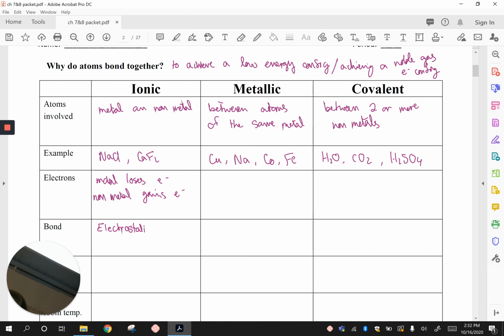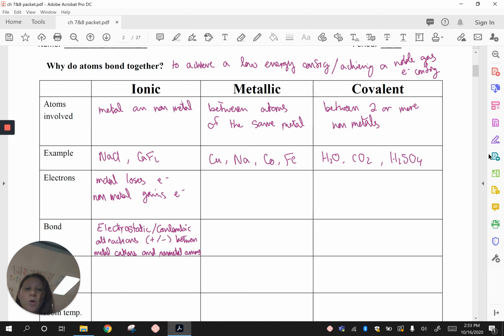Electrostatic or Coulombic. You don't have to say both, just pick one. Attractions. What that means is positive and negative. And those attractions are between the metal cations, because they're positive, and the non-metal anions, because they're negative. Okay, let's look at covalent and what happens with electrons.